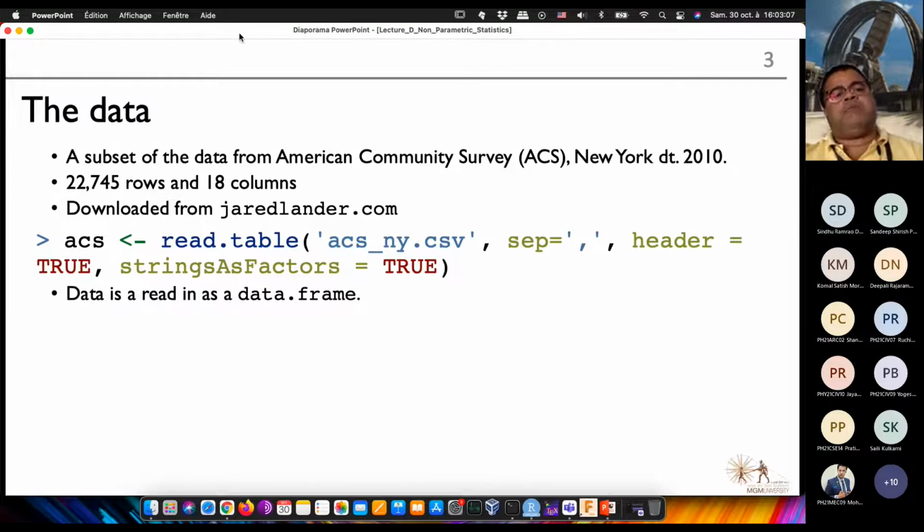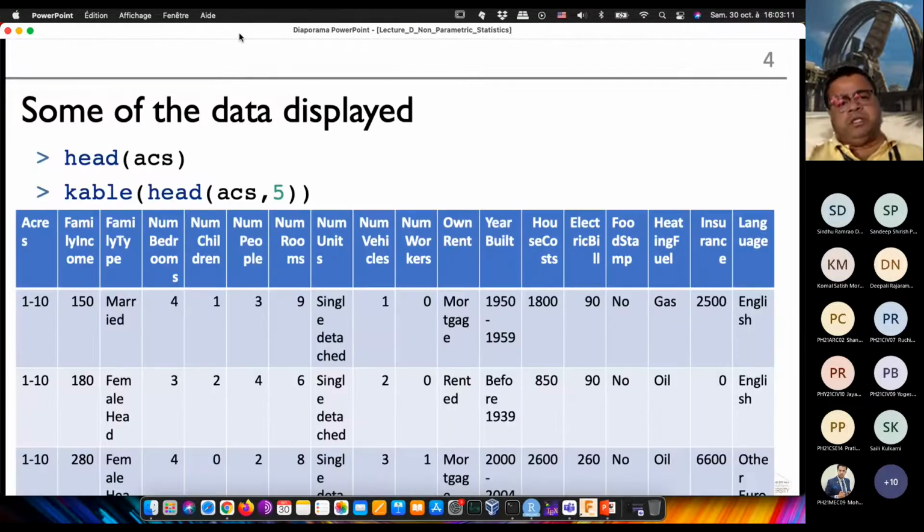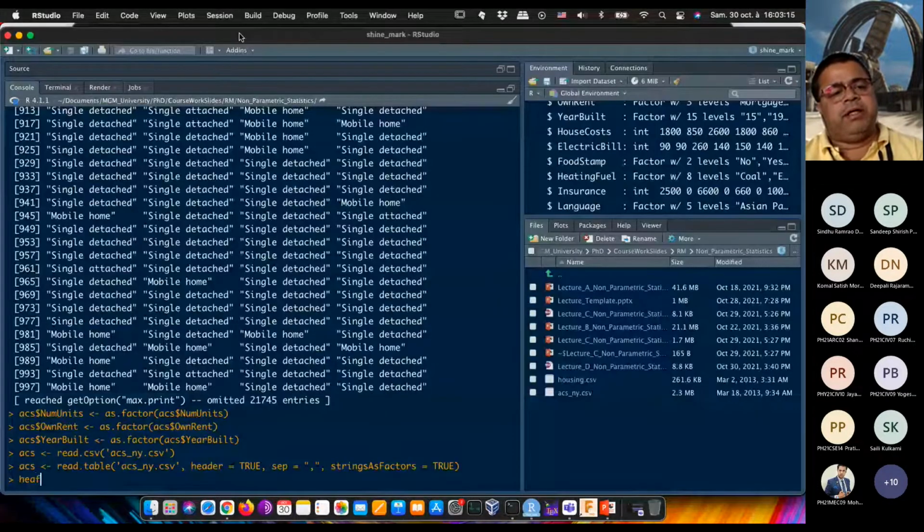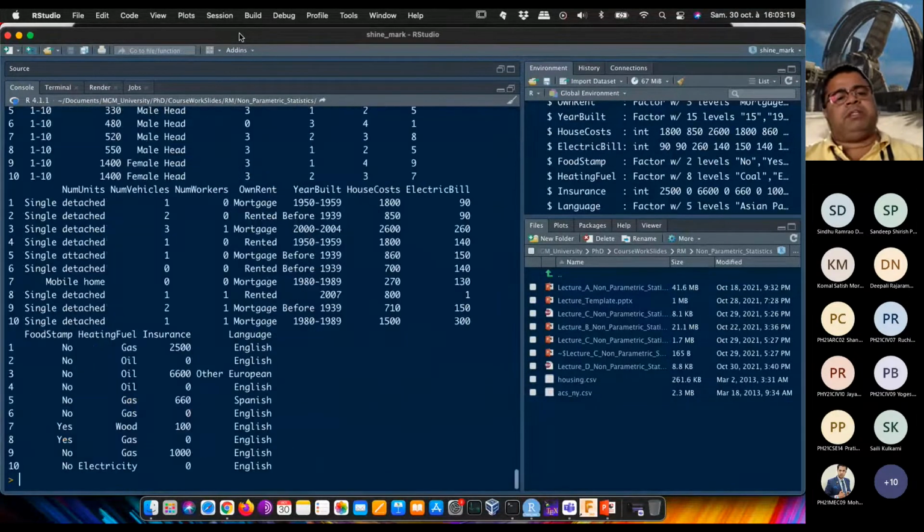So now I have read in the data as a data frame. If I just type head of ACS and I say 10, what will happen? It will display me the first 10 lines of the data. That is what is going on.